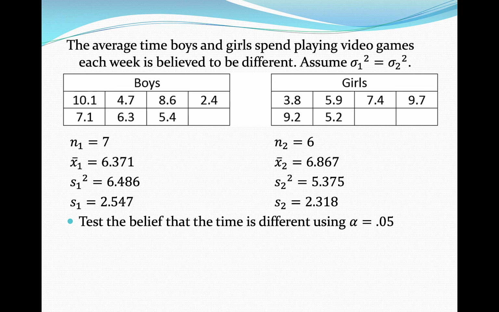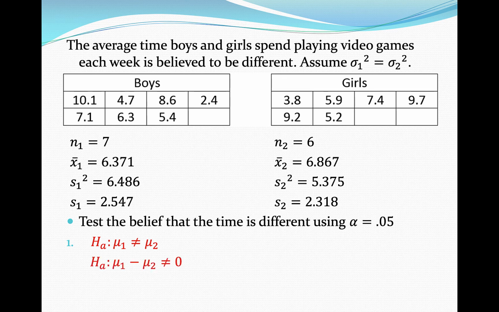Okay, so we want to test this belief, the belief that the amount of time they spend playing video games is different. We want to test that, and we're going to use alpha equals 0.05. So, step 1, what do we want to prove? Well, we basically want to prove that the mean for the boys, mu1, is different than the mean for the girls. So we just want to prove that these two means are not equal.